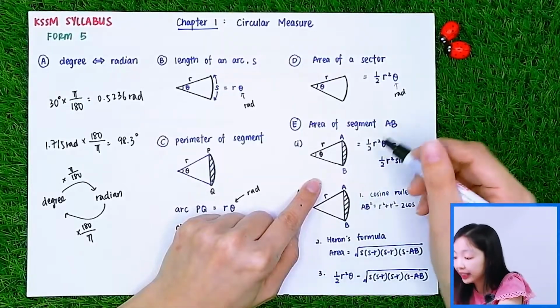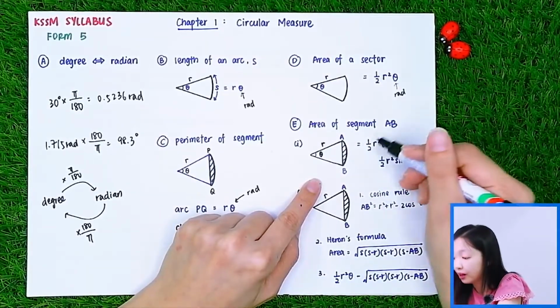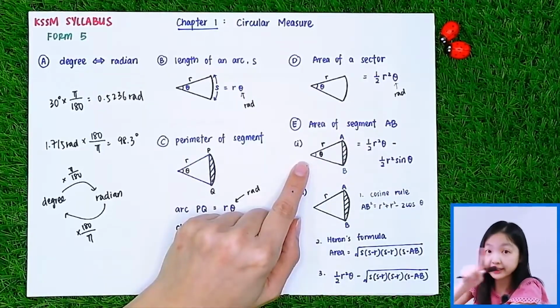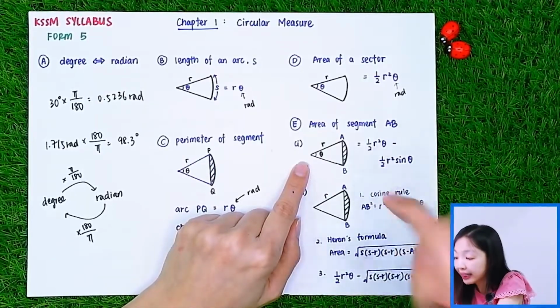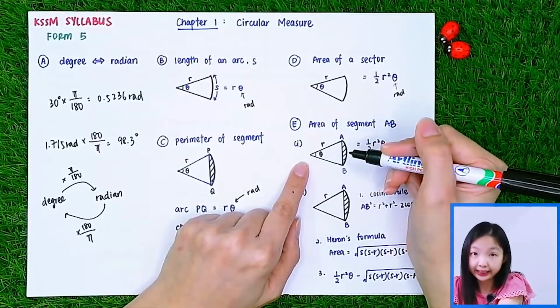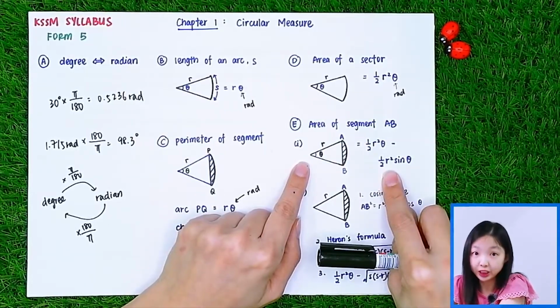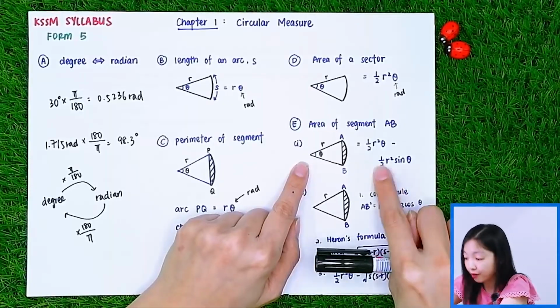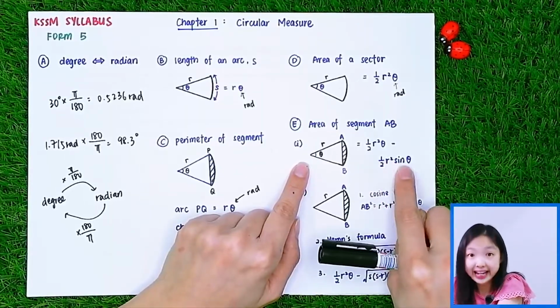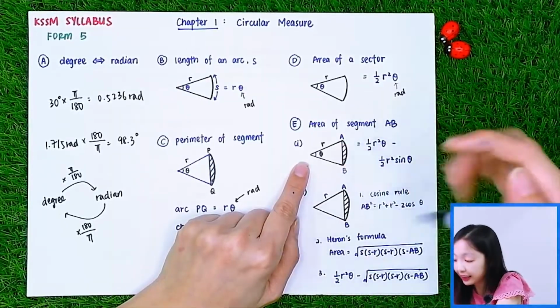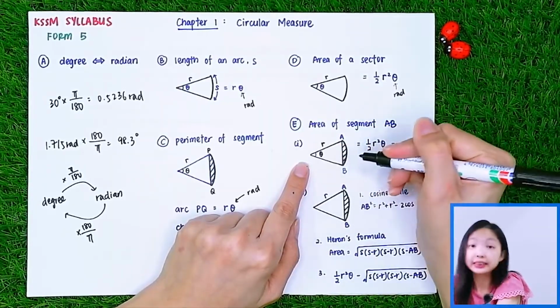You can directly use this formula, 1 over 2 r squared theta, which is the area of the whole sector, and then minus the area of the triangle. This is the formula that you learned from the solution of triangle in chapter 9 of Form 4: 1 over 2 r squared sine theta. So you just subtract this triangle, then you will get your area of the segment.